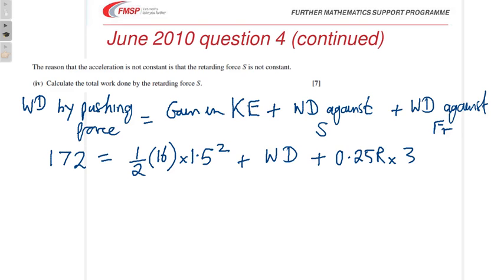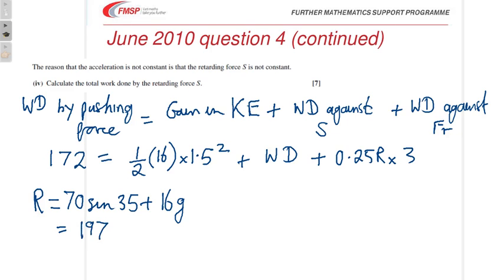But just pause for a minute. R isn't the same as it was earlier on. R has changed because we've got... You might like to go back and look at the diagram. R is now 70 sine 35 plus 16g when you resolve vertically, and that works out to be 197 newtons.